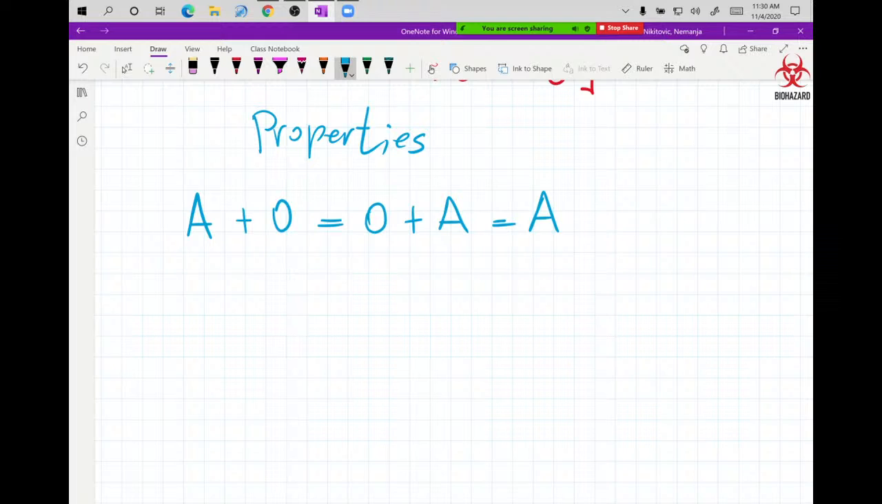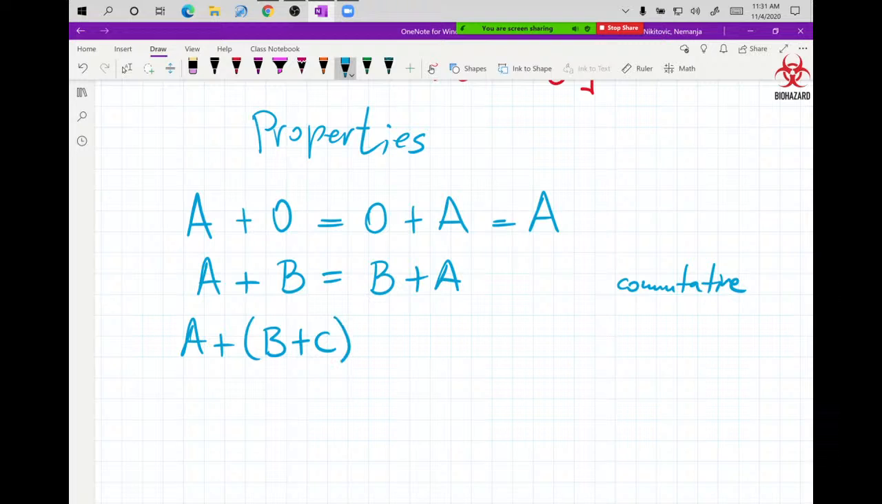Another rule is that matrix addition is commutative. And then we also have the associative rule, where A plus B plus C can also be done if you do A plus B first and then add C. So that's the associative rule. And then you also have the distributive rule.